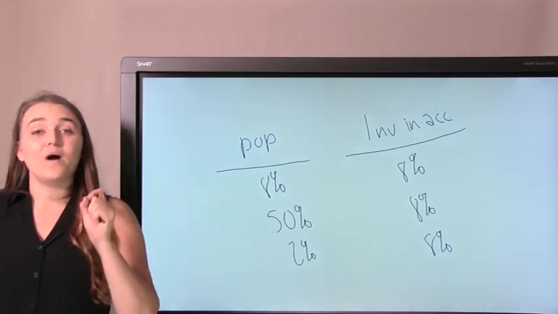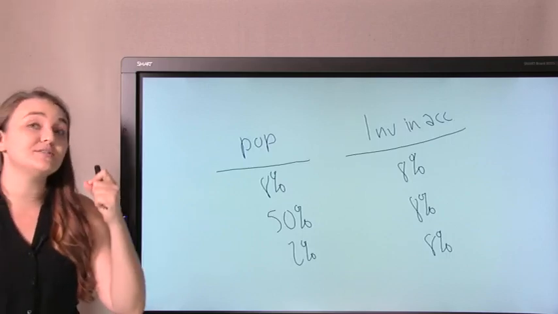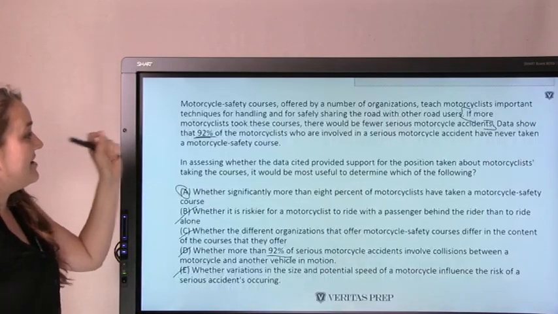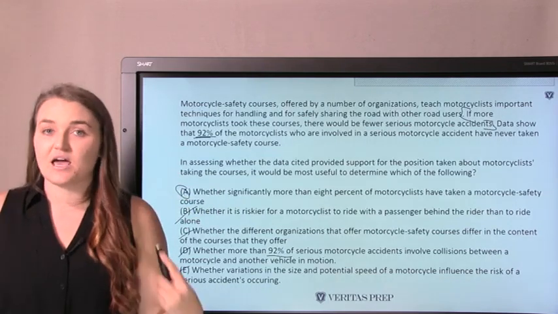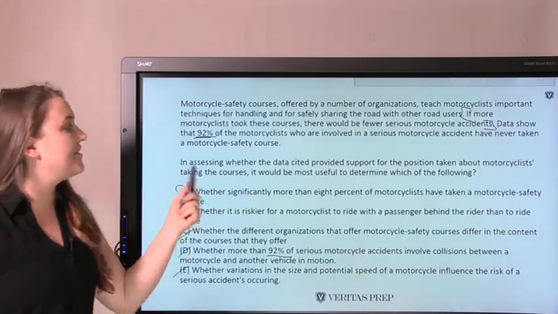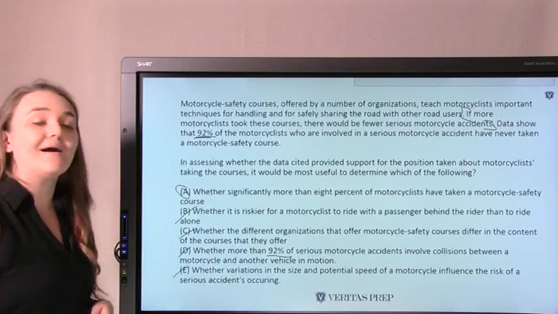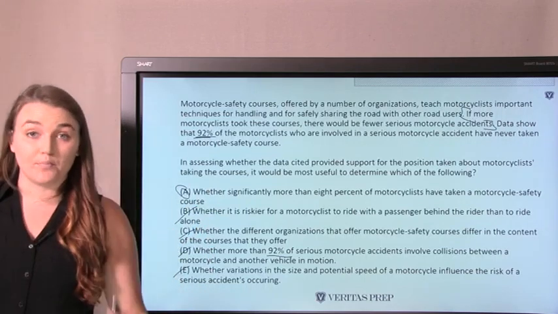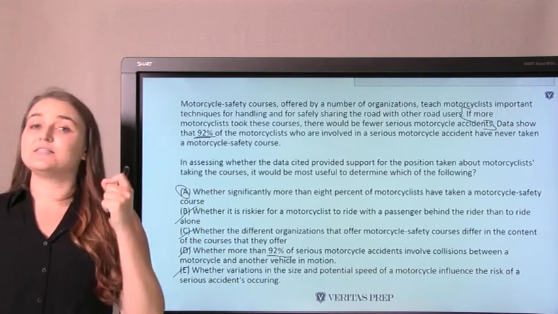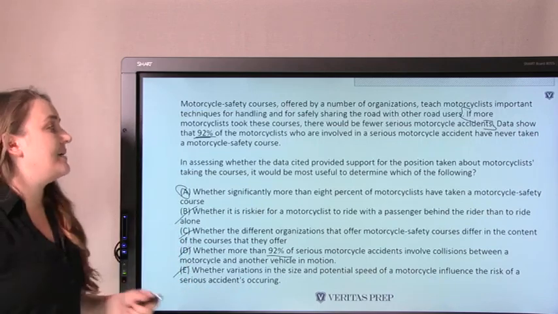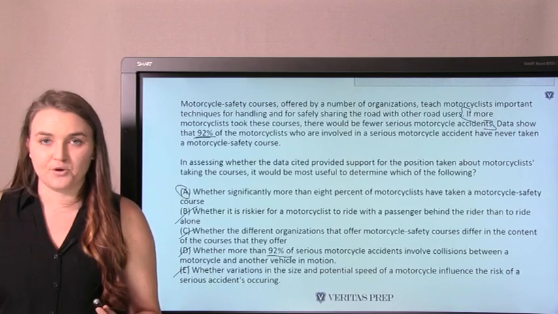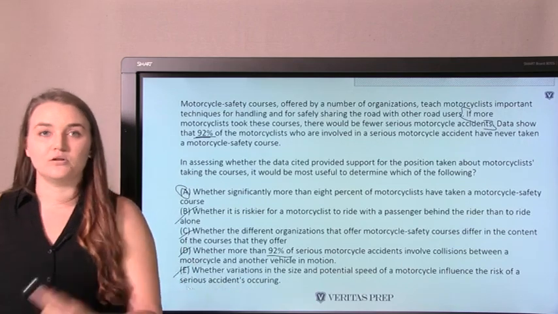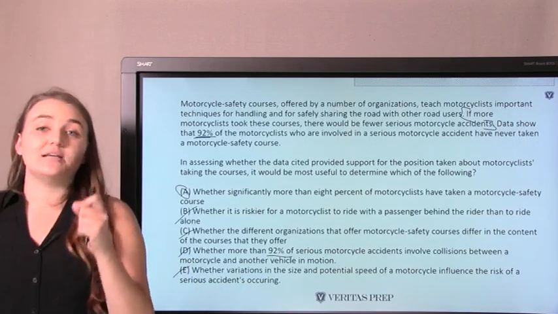So whether it makes sense to use the data of 92% never taking a course or 8% having taken the course to draw the conclusion that the courses are helpful and would lead to fewer motorcycle accidents depends entirely on whether that 8% is representative of the overall population of motorcyclists, higher or lower. And answer choice A addresses precisely that.